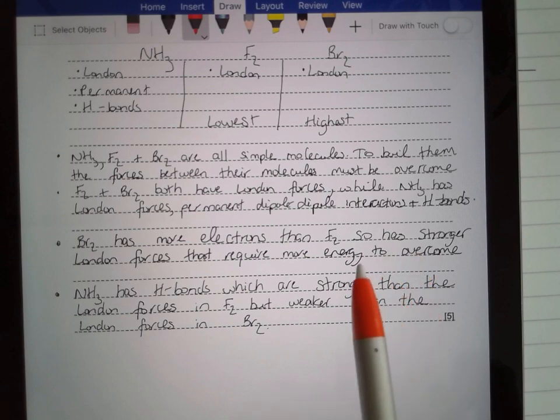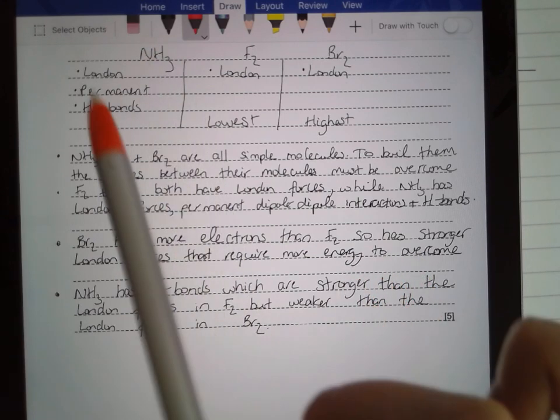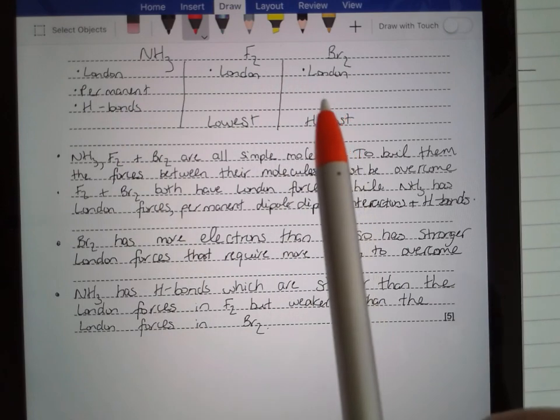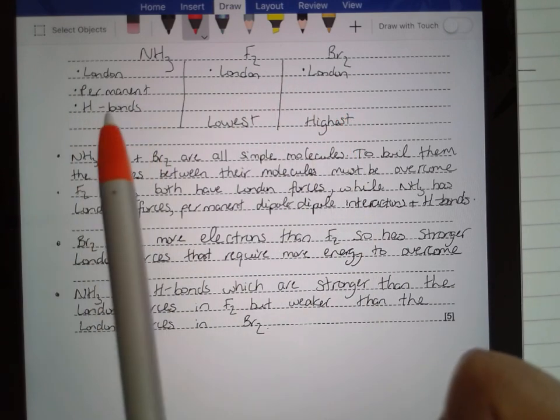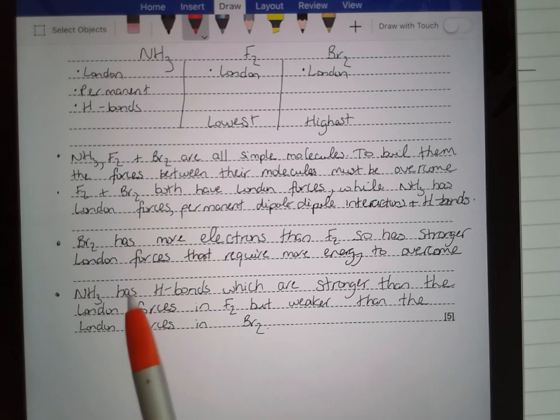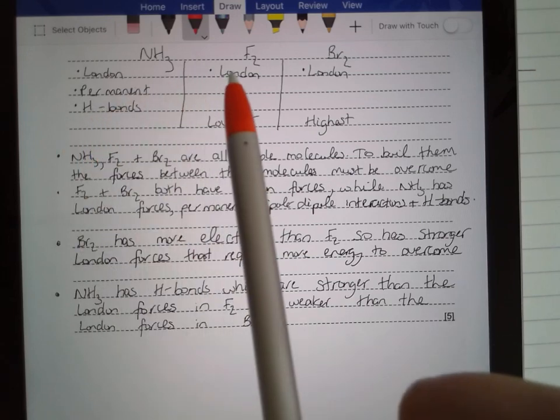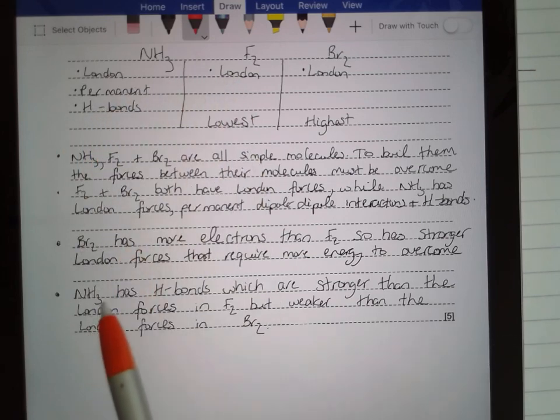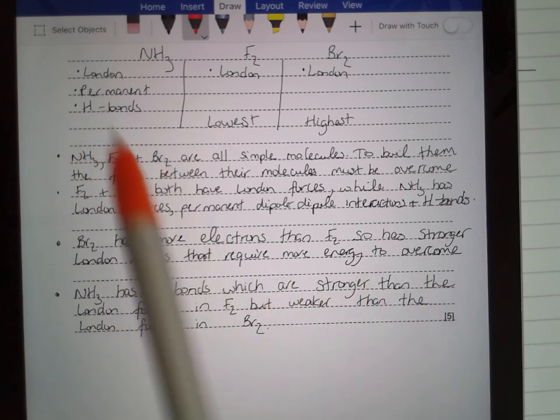Okay, I now need a last point to compare ammonia with my fluorine and bromine. Okay, I know ammonia has hydrogen bonds, therefore that will explain why ammonia has a higher boiling point than fluorine. So I'm saying ammonia has hydrogen bonds, they are stronger than the London forces in fluorine. That's why it's got a higher boiling point.